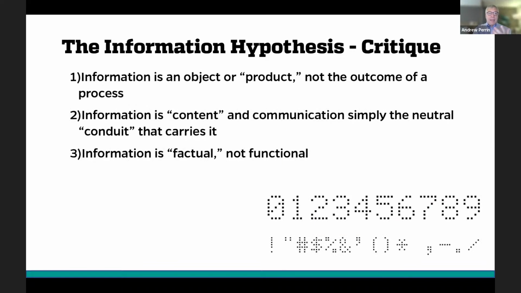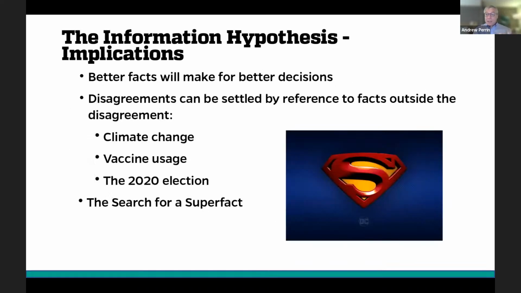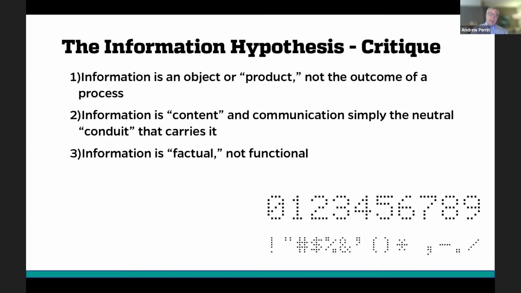The problem is there is no such thing as a super fact. No one ever actually finds one. But the search for a super fact distracts people from better argumentation against opponents in the real public sphere. There's a couple of reasons for this. One, information is understood in the information hypothesis to be an object or a product and not the outcome of a process. But even if we look at the history of the concept of information, information is actually a process.